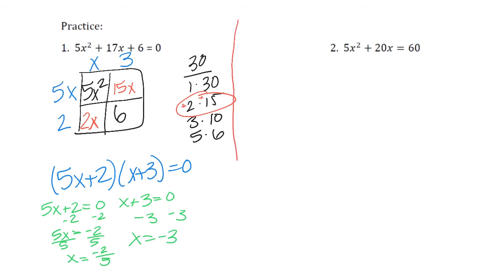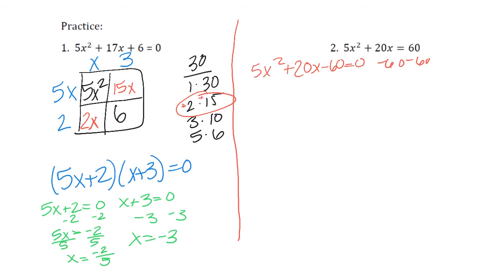All right, let's look at number 2. So number 2 has a small issue. It is not equal to 0. So what do I need to do to move the 60 to the other side to make it equal to 0? Well, I need to minus the 60 on both sides. Then I have 5x squared plus 20x minus 60 equals 0. So first thing I want to do is look for a GCF. Do I have a GCF? Actually, we do on this one.